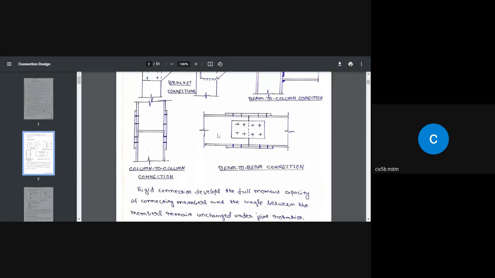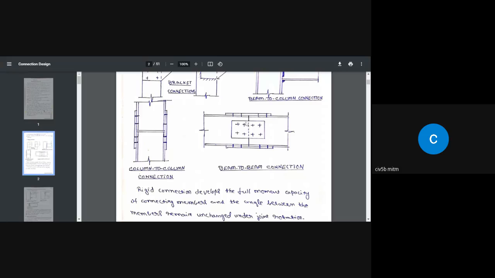Here is the beam to beam connection. This is the beam ending at this point, and we need to extend it by providing the same section, connecting those two sections using bottom and top splicings.